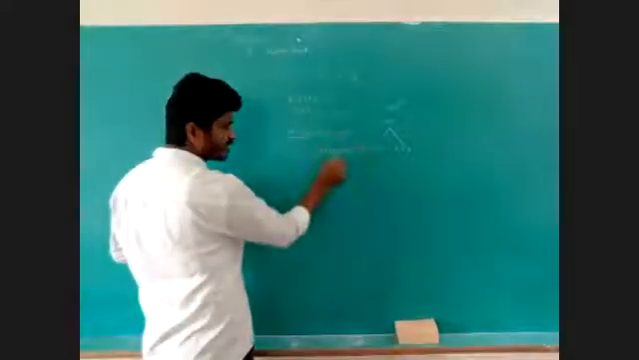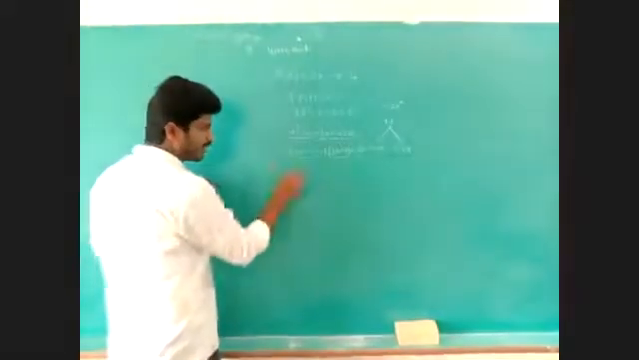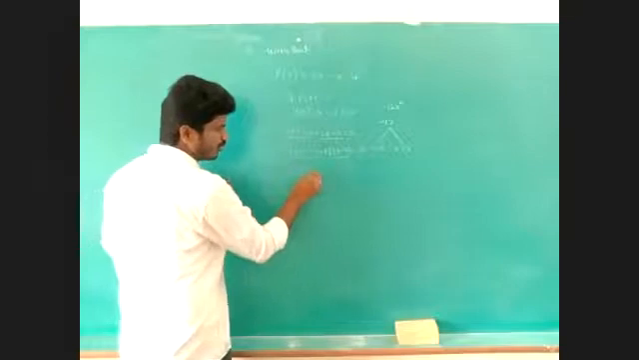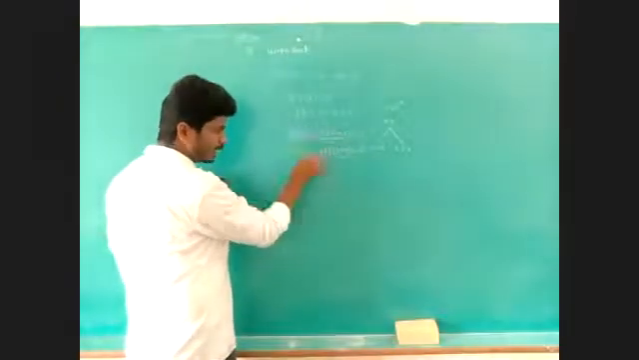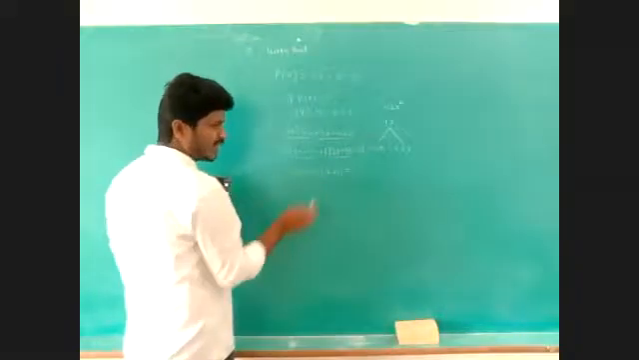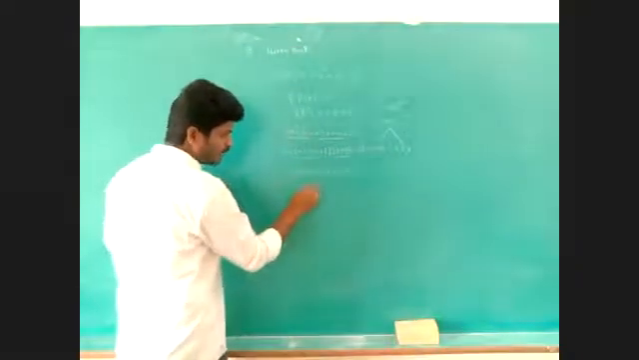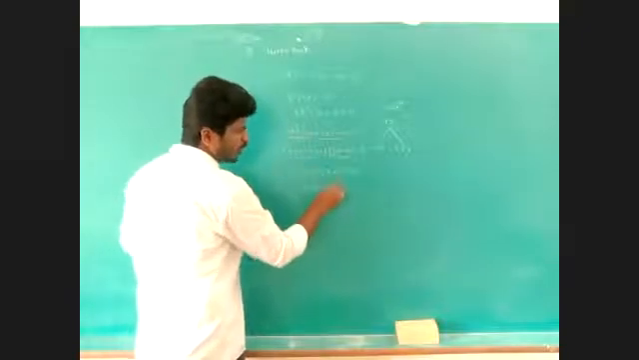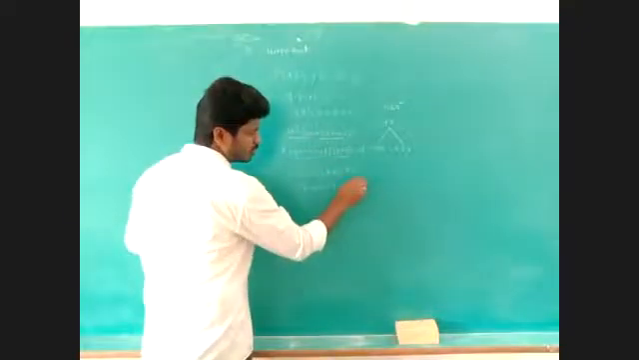Again 3x minus 4, 3x minus 4. Take 3x minus 4 as a common. The remaining terms are x plus 1. x plus 1 equal to 0. Write individually. 3x minus 4 equal to 0 or x plus 1 equal to 0.